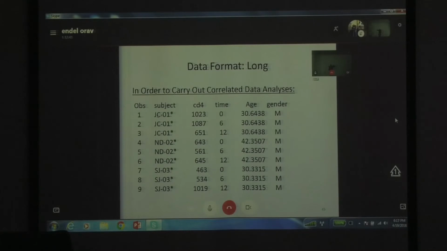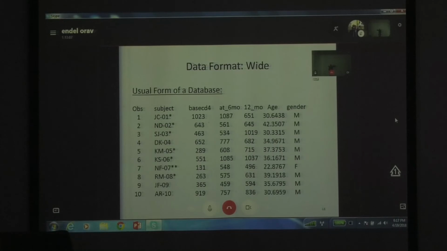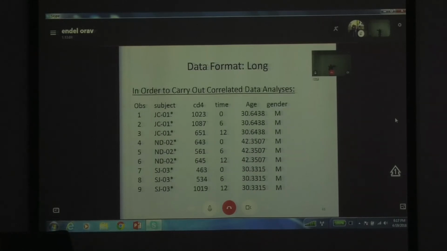And now, if you remember, JCO1 was my first subject. JCO1 shows up 3 times. If your memory's good, you'll also remember that those were the 3 CD4 counts for JCO1 at times 0, 6, and 12. So JCO1 is no longer one line of my database. JCO1 is 3 lines of my database where I know the timing for each CD4 count. The age doesn't change, nor does their gender. The link is through the subject ID.